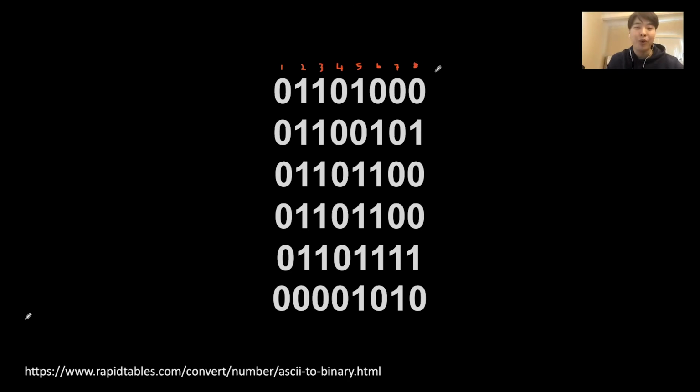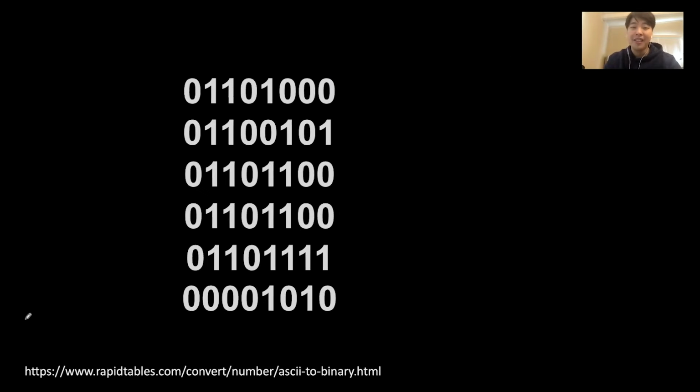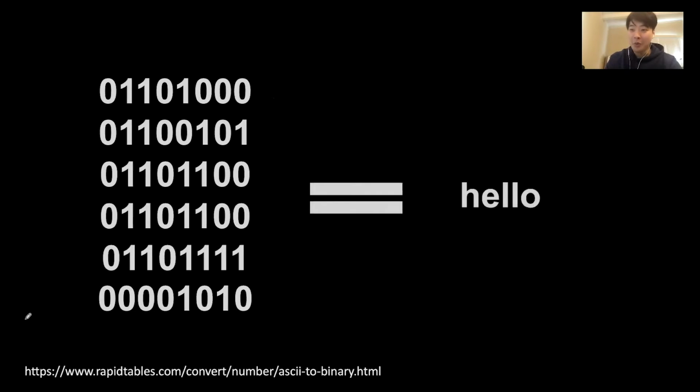So do you remember what we call this? We call this 8 bits, okay? Because each digit represents what? A bit. A bit can hold either 0 or 1, okay? So this is 8 bits, okay? And guess what? Each 8-bit binary represents, in this case, a symbol or a letter or text. So in this case, this actually means hello.